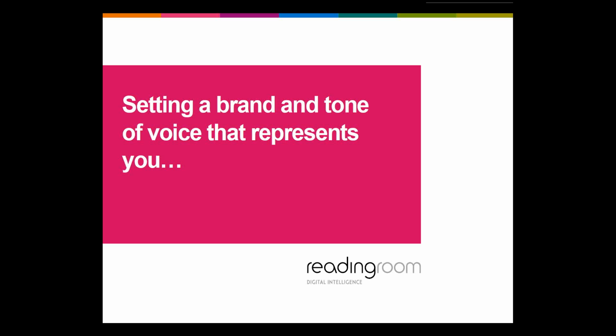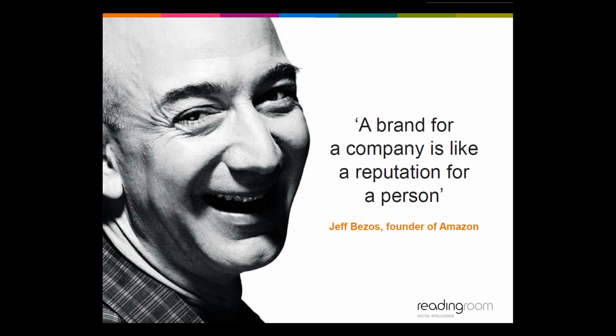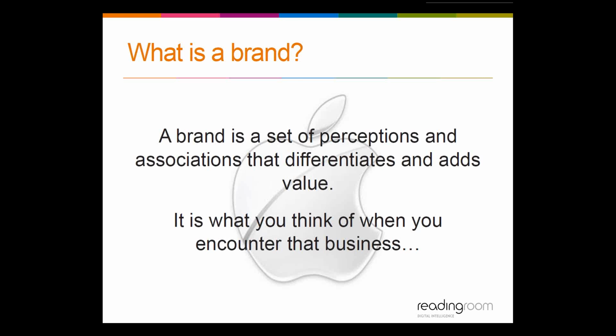So we're going to start talking specifically around design and brand in this section of the presentation. The best way to think of a brand is to think of how you present yourself, how you dress, your hair, how you interact with others. That is in part your brand. So a brand for a company is like a reputation for a person. A brand is a set of perceptions and associations that differentiates and adds value. And companies try to generate and influence those associations through their marketing materials to help the performance of their company.